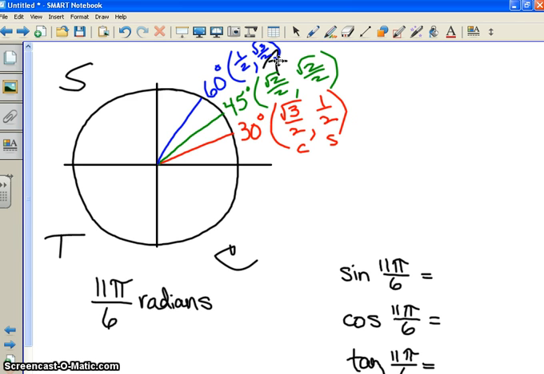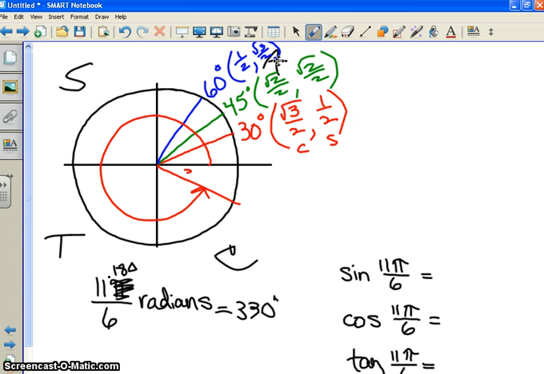So let's go with 11 pi over 6 radians. How many degrees is that? Well, pi is 180 degrees. So we're going to do 11 times 180 divided by 6, which is 330 degrees. So a rotation of 330 degrees is going to go 90, 180, 270, and 60 more, which leaves us 30 degrees as our reference angle, 30 degrees short of 360.